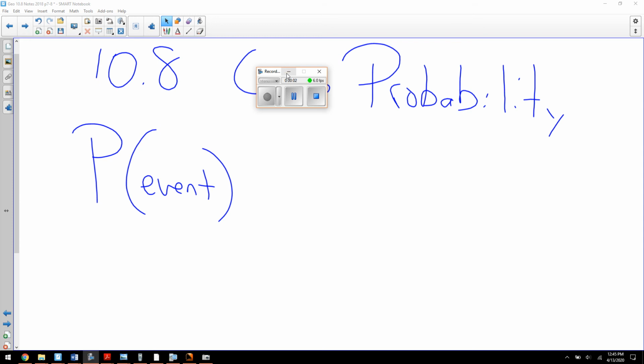All right, ladies and gentlemen, let's talk a little bit about one of the last few sections I think that we deal with in terms of areas and whatnot. And today we're going to talk a little bit about what's called geometric probability. So, geometric probability is a form of normal probability.